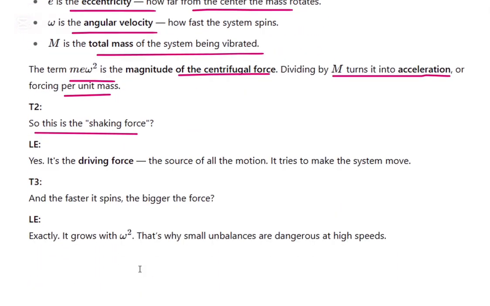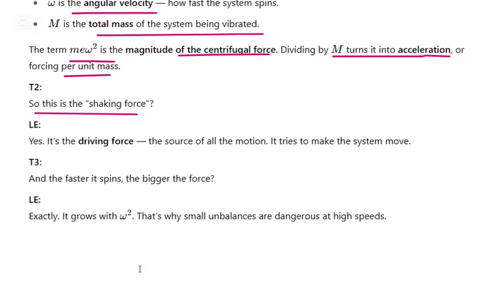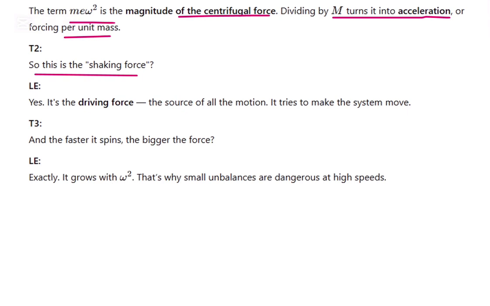It's the driving force, the source of all motion. It tries to make the system move, and the faster it spins, the bigger the force. It grows with omega squared. That's why small unbalances are dangerous at high speeds.